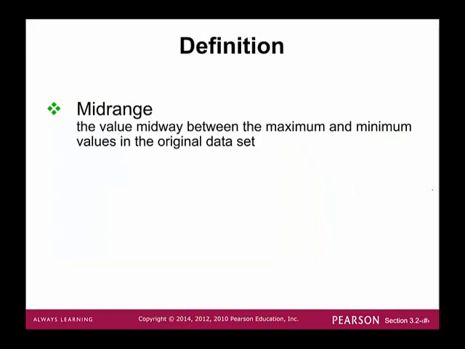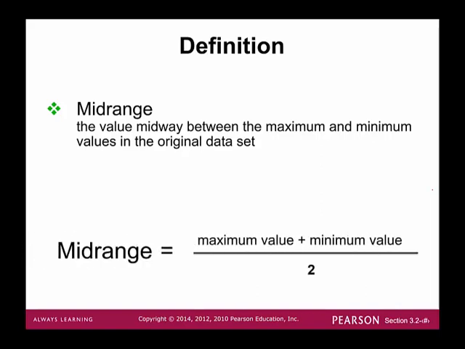The mid-range is the value midway between the maximum and minimum value in the original data set. So mid-range is equal to maximum plus minimum, divided by 2. It's easier just to sort the data in increasing order, and you find the minimum and maximum right away, which is the first number and last number in your sorted data set.